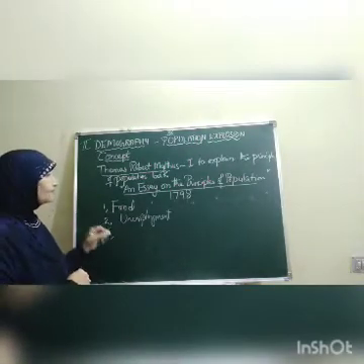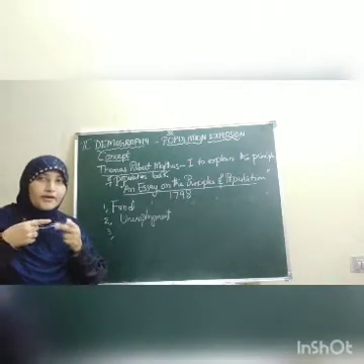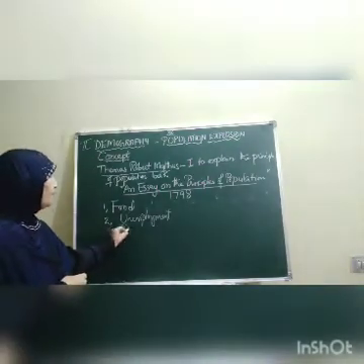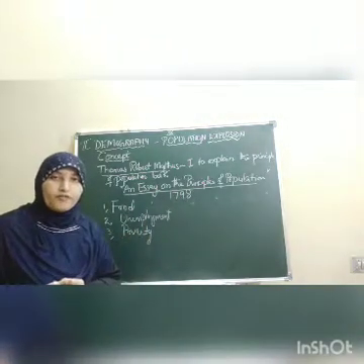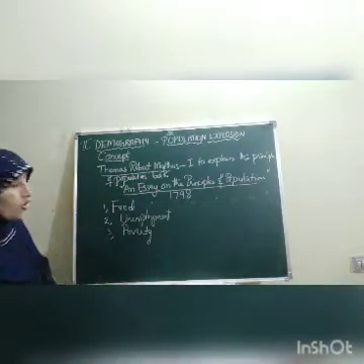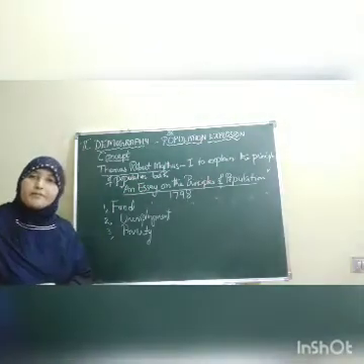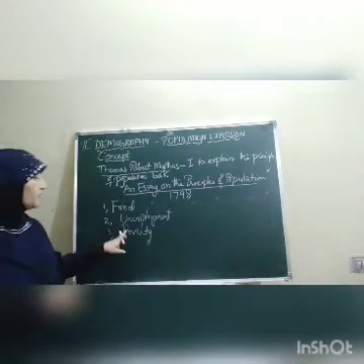Number three, what is the third problem that is linked with unemployment? That is the problem of poverty, poorness. If a person is not having a job, the person becomes poorer and poorer. That is the third one.